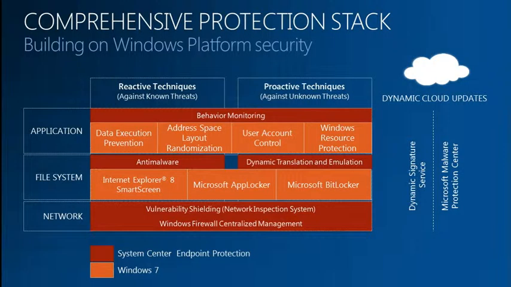And then above that, we have the anti-malware, dynamic translation, and emulation, which I'll talk about a little bit on the next slide. And then at the application layer, we have the Windows components of data execution prevention, address space layout randomization, UAC, and Windows resource protection. And on top of that, in the anti-malware stack again, we have behavior monitoring. So the picture here is just meant to show you that there's no single solution that keeps you secure, but if you combine them all together, you're getting really, really close.